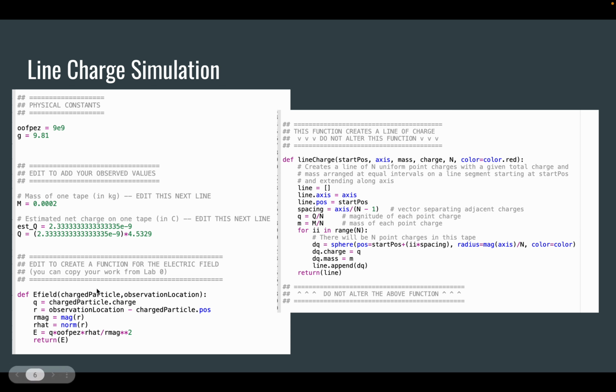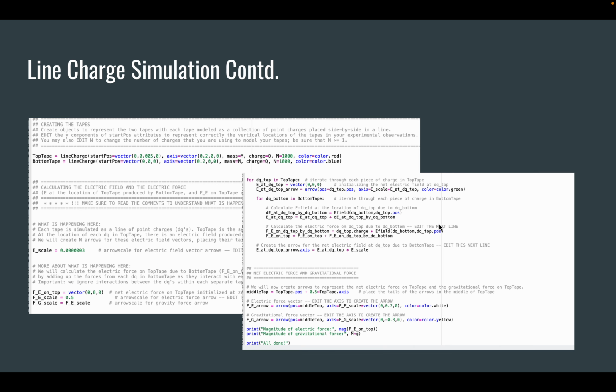Here, this is defining an electric field by using Coulomb's law. The Q times K times R hat over the magnitude of R squared creates the electric field. And then here we have a line charge being created with n equally spaced charges along that line. In my case, I used 1,000 charges within each of the line charges, as that was about as high as GlowScript would allow me to go without crashing. And then we're just initializing the positions of each of the two line charges in question.